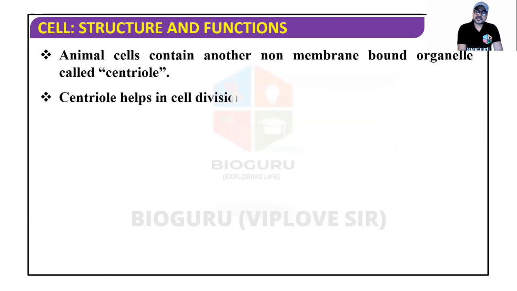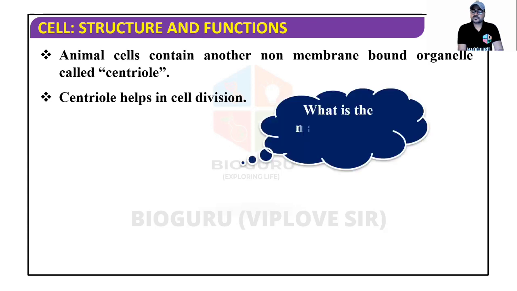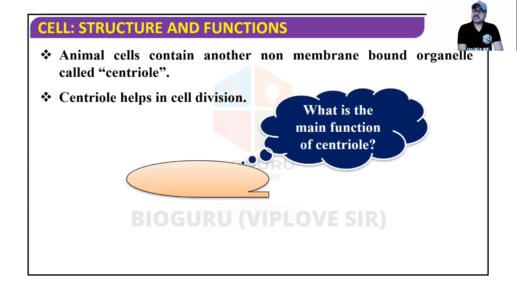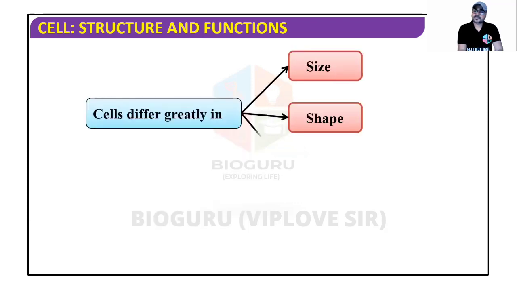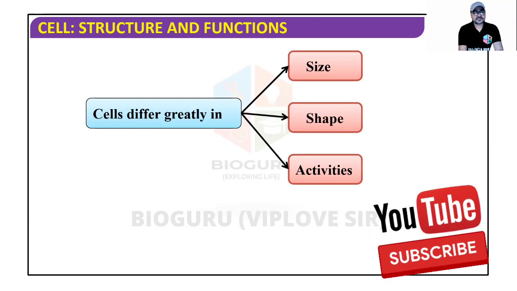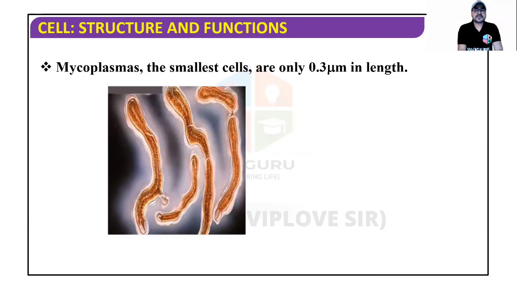Animal cells contain another non-membrane bound organelle called centriole, and centriole helps in cell division. So what is the main function of centriole? Cell division. Cells differ greatly in size, shape and activities. We have many types of cells in our body, but they vary in size, shape and activities. In nature, there are many different types of organisms, different types of plants, different types of animals.